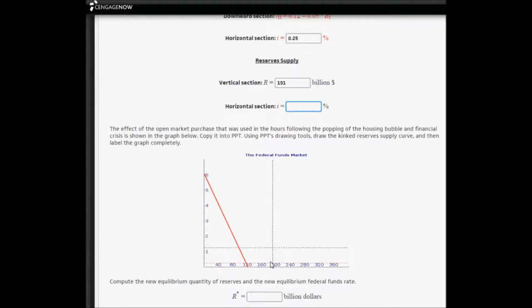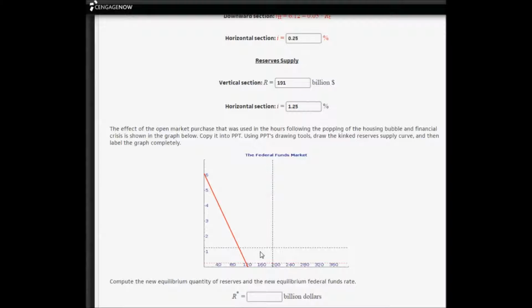So the federal funds rate equals interest on reserves. And because of that, and the fact that interest on reserves is 0.25%, the federal funds rate is 0.25%. So the discount rate must be 1.25%.